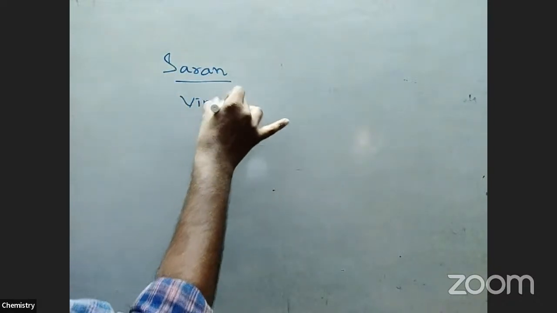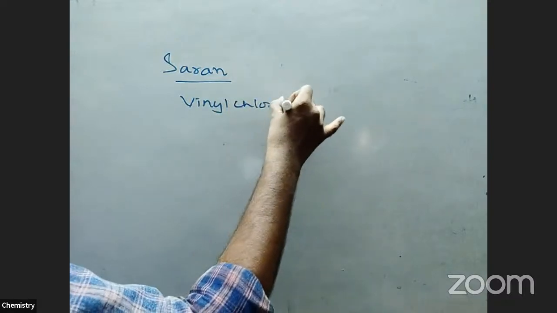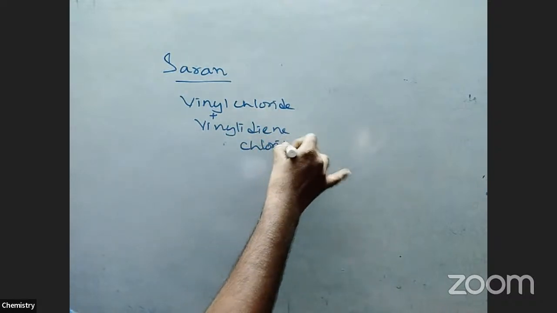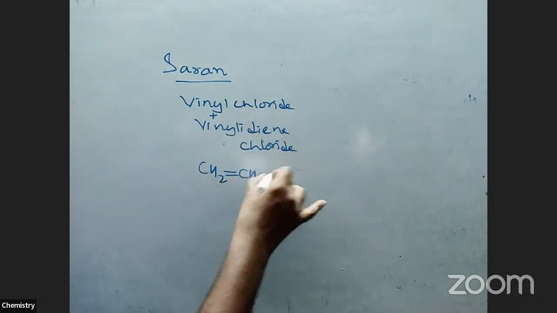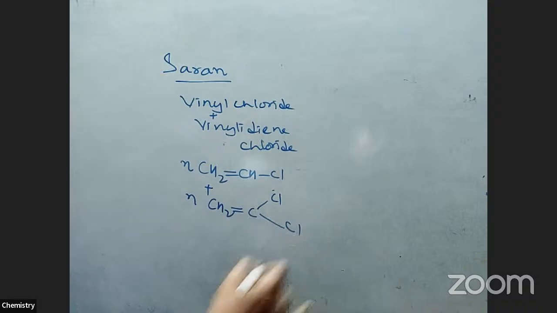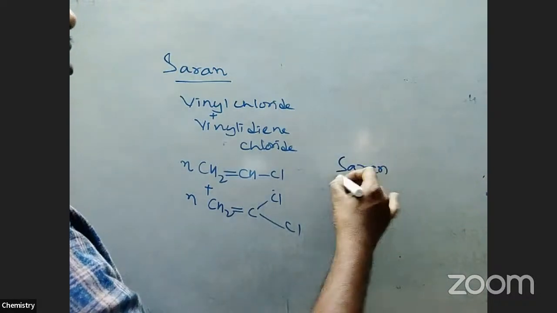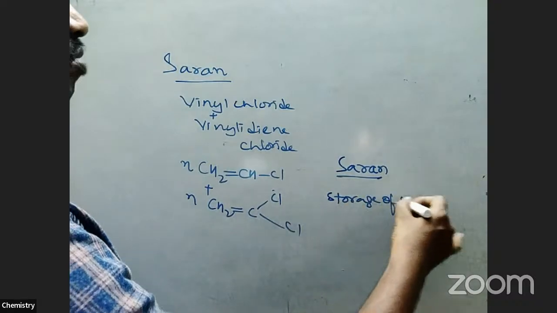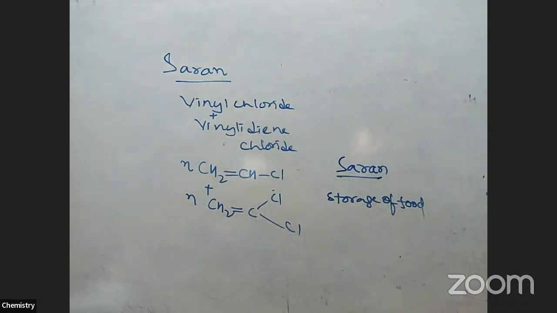Next is Saran. What is the combination? It is a combination of vinyl chloride plus vinylidene chloride. What is this vinyl chloride? CH2=CHCl, plus n number of CH2=CCl2, vinylidene dichloride we can also call. This is called Saran. It is used for wrapping of food, storage of food. Saran is a combination of vinyl chloride and vinylidene chloride.